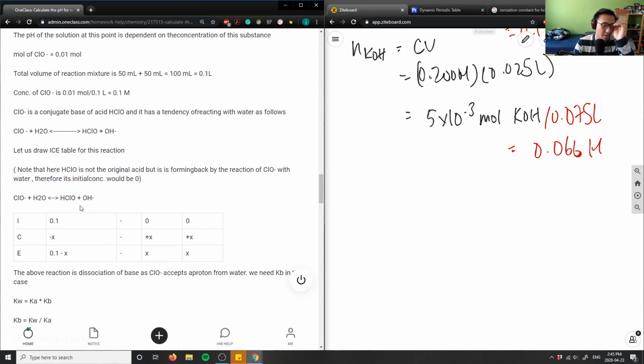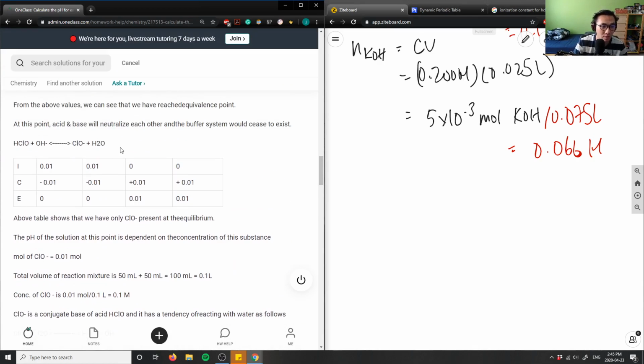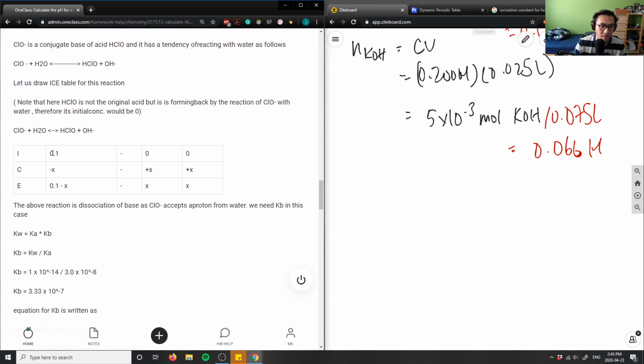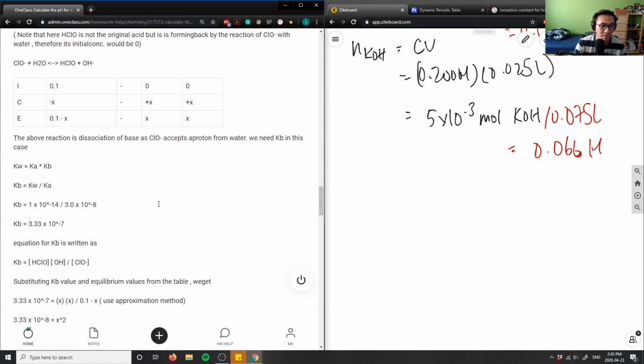What they're doing here is they have, again, 0.01. Again, they're drawing the ice table here, but they realize that they've used up all their base, which means the only thing participating in our reaction is our ClO minus right here. So again, ClO minus, minus some X here, and you get this Kb expression.